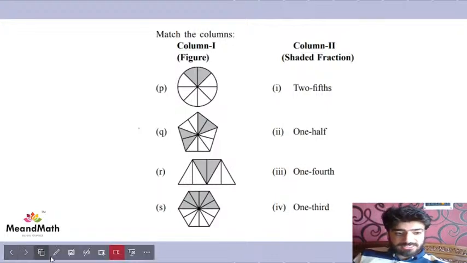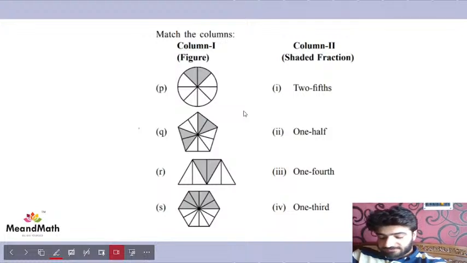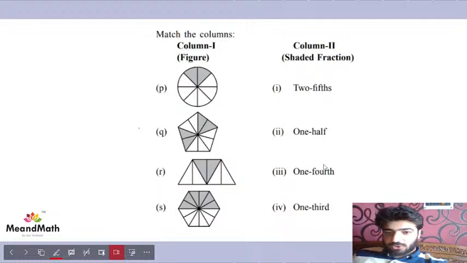So tell me first. You have to just match the columns. So the first one, P, will be matched to what? Write like this. P will be matched to 1 or 2 or 3 or 4. Then Q will be matched to what? 1, 2, 3 or 4.